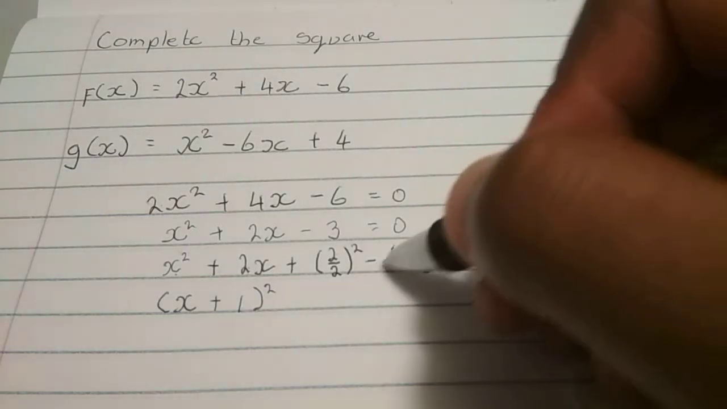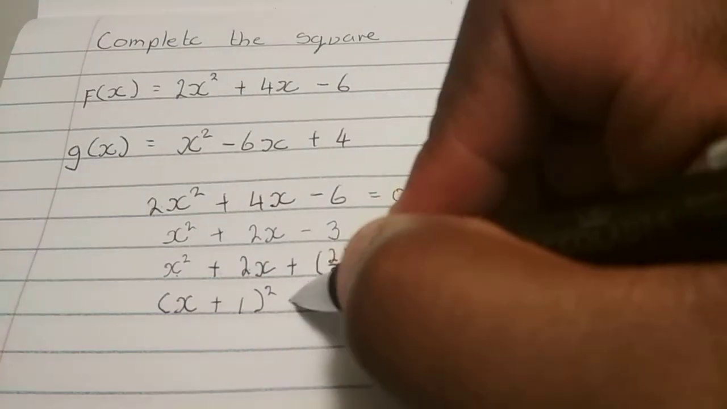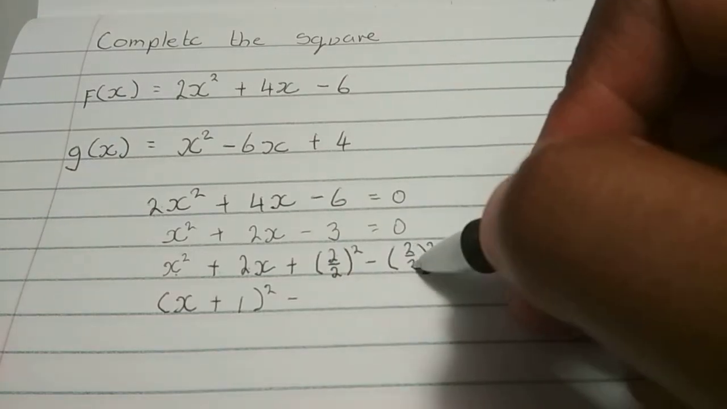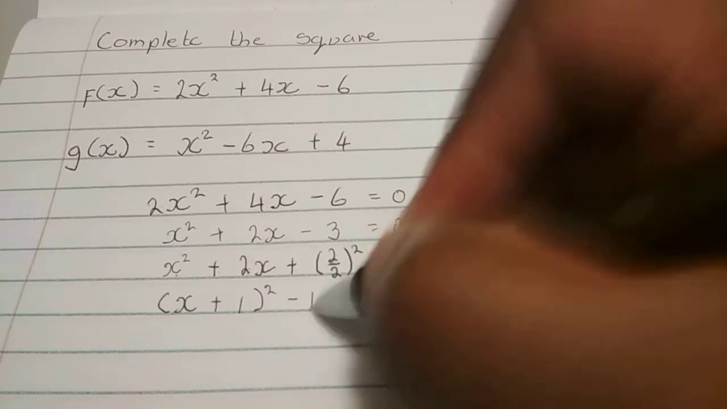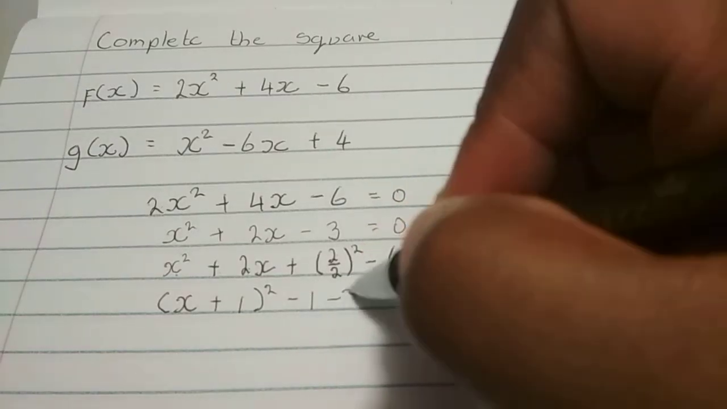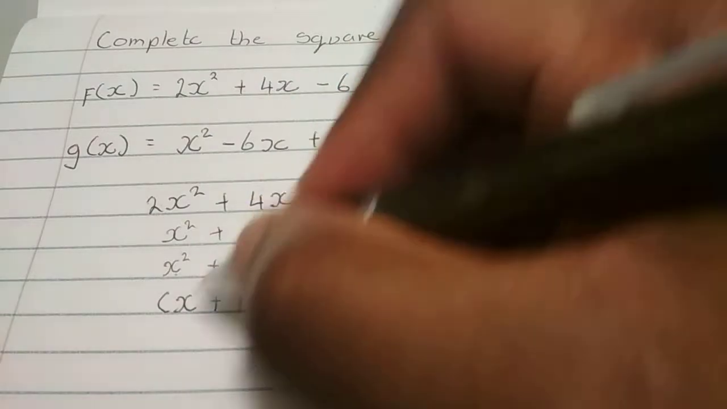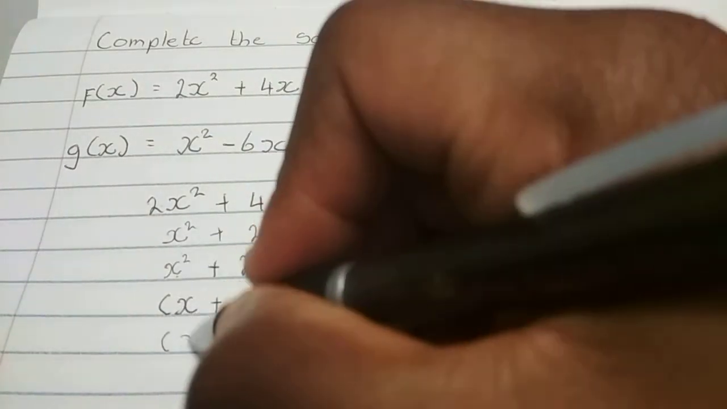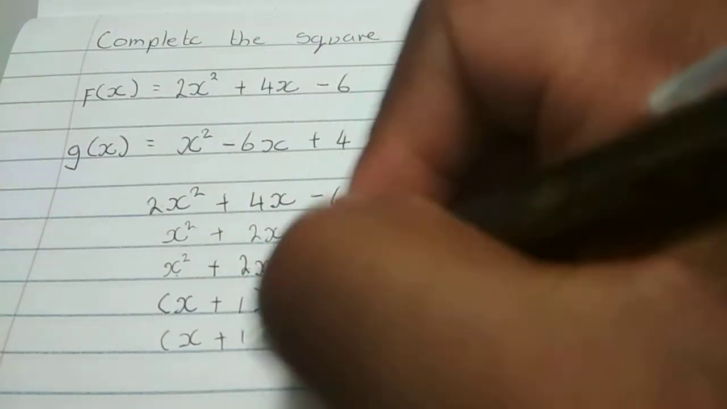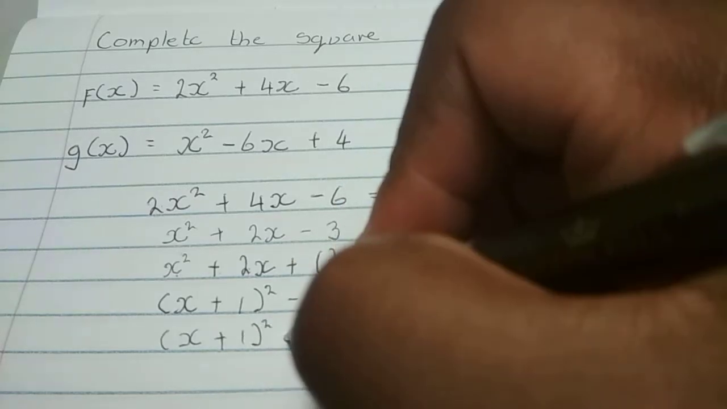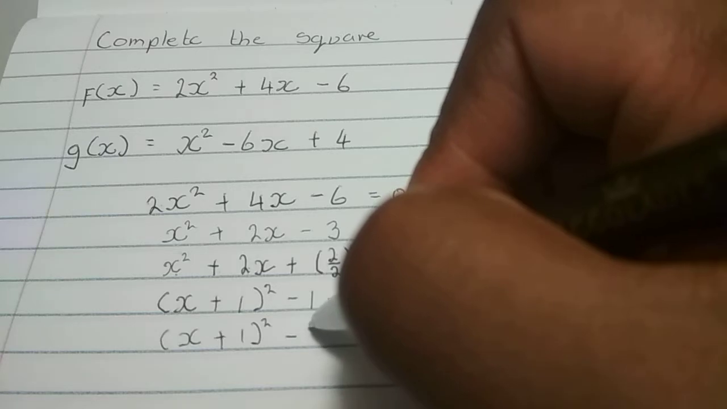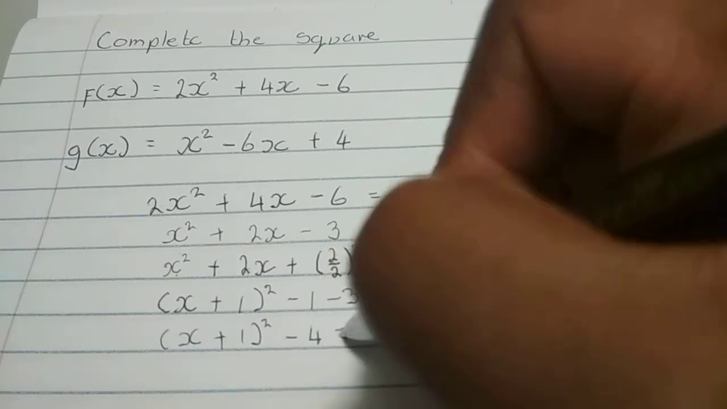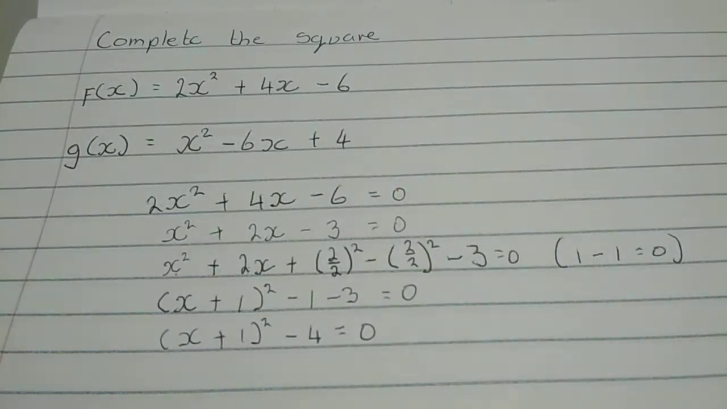Now here we take it as it is, just to simplify it. 2 divided by 2 is 1. 1 squared is still 1, and that minus 3 as it is equal to 0. So our final answer is x plus 1 squared, minus 1 minus 3 is minus 4. We have completed the square.